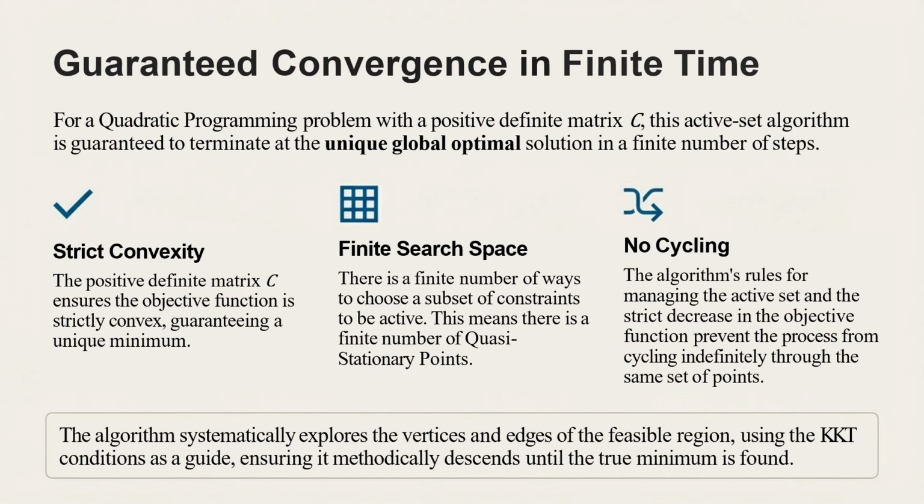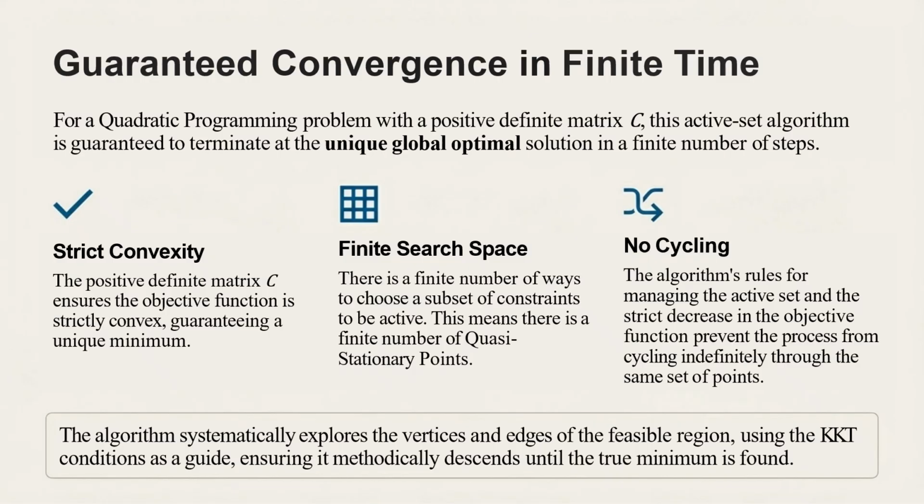Finite search space. The number of ways to choose a subset of constraints to be active is limited. Since every station we reach is a quasi-stationary point and the number of such points is finite, the algorithm cannot continue indefinitely. No cycling. The algorithm's strict rules for managing the active set, combined with the fact that the objective function value decreases at every step, prevent the process from cycling indefinitely through the same set of points.